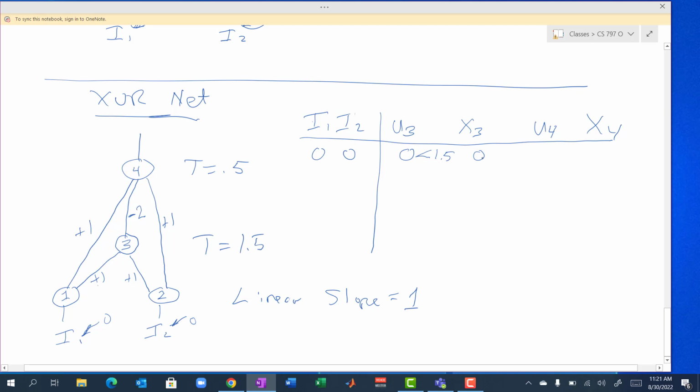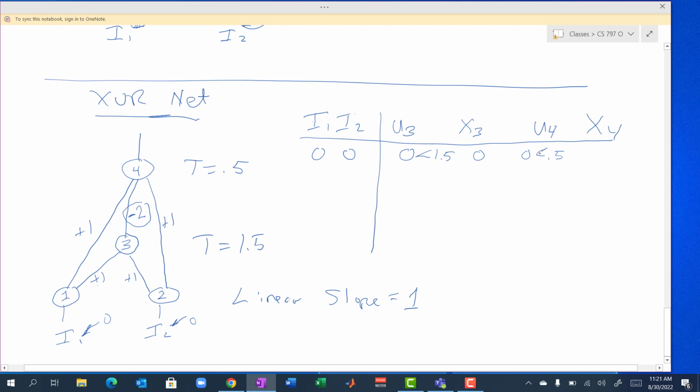We needed to calculate this in order to calculate X4 and U4 because we have to know the value going along that path. So now U4 is going to be 0 times 1 plus 0 times 1 plus 0 times -2. All those zeros add up to 0.